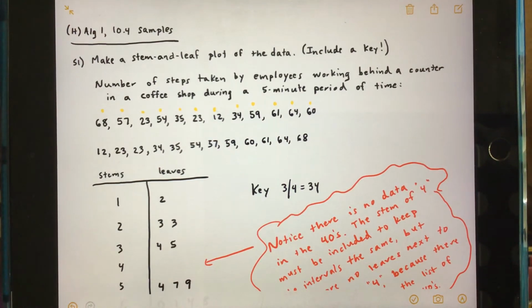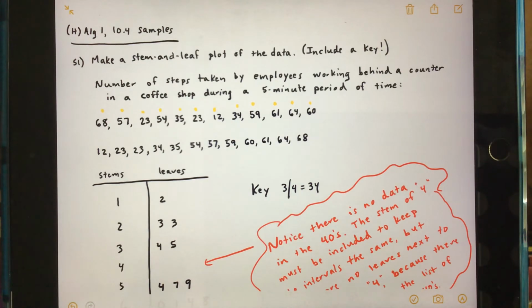Hello, algebra classes. We are going to take a look at our samples for lesson 10.4, where we're making stem and leaf plots and histograms so that we can have a visual understanding of the data and what kinds of patterns or trends we might notice in that data.